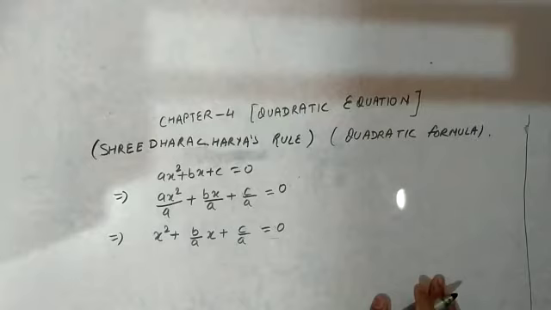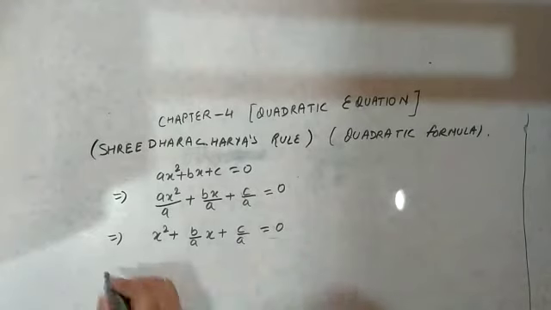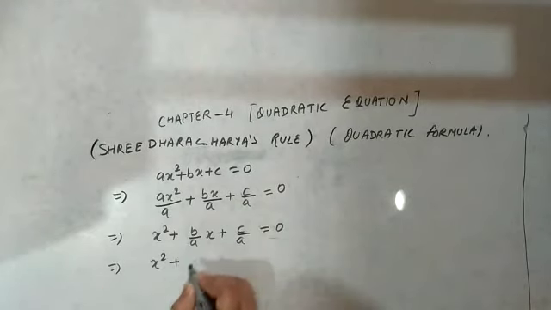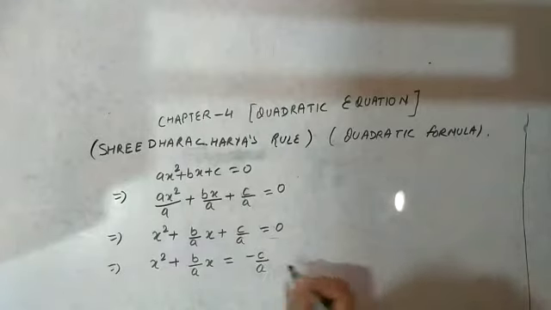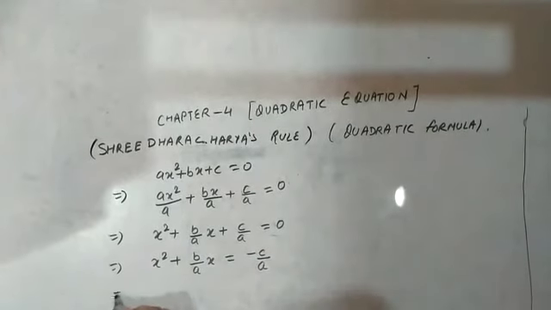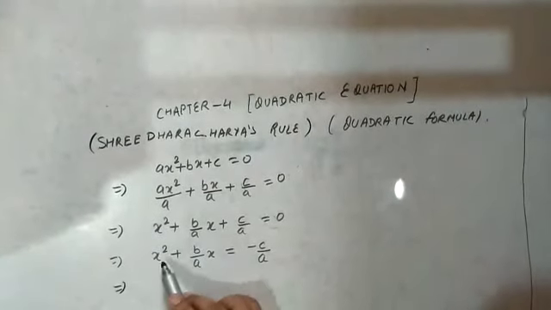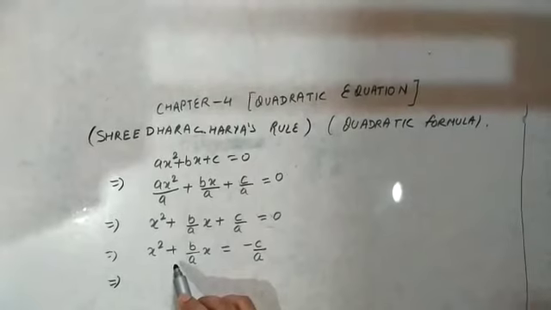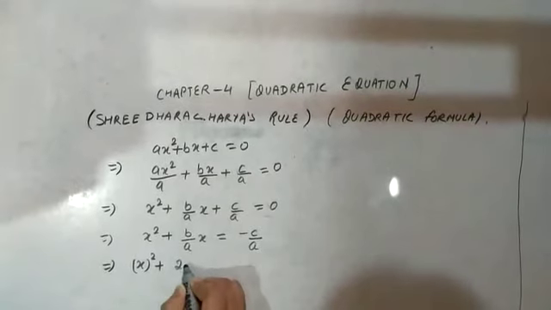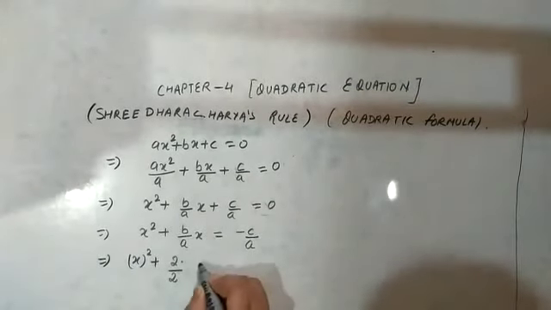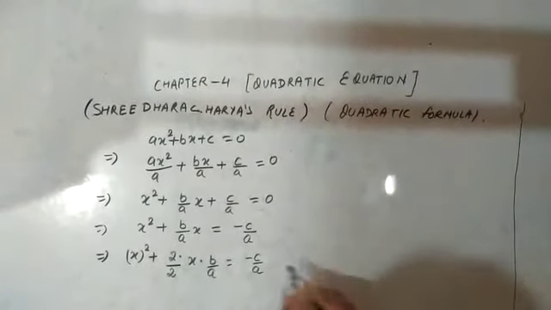Now the next step is shifting our constant term to the other side. So here also x square plus b by a into x equals to minus c by a. Now for completing the square method we have to make our trinomial on this side such that we can convert it into a plus b whole square. So here we have the x square term. If we multiply by 2 here, we have to divide by 2. Then x is there and b by a is there, equals to minus c by a.